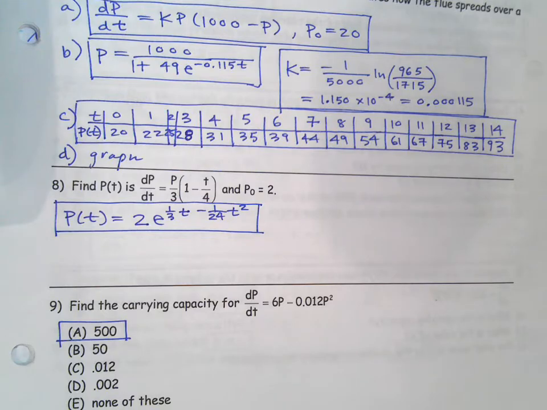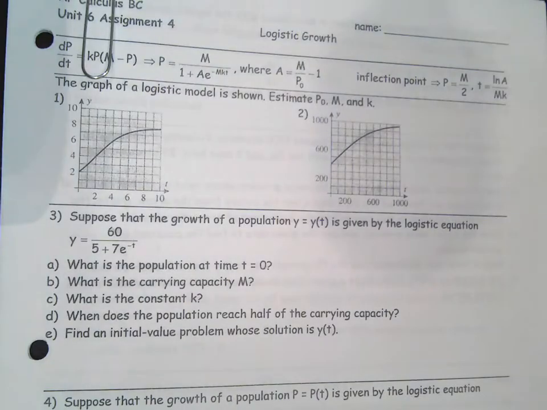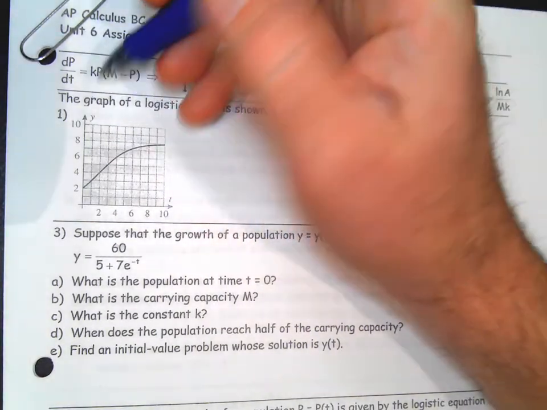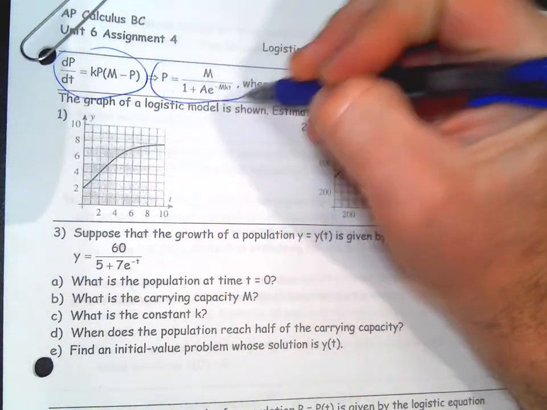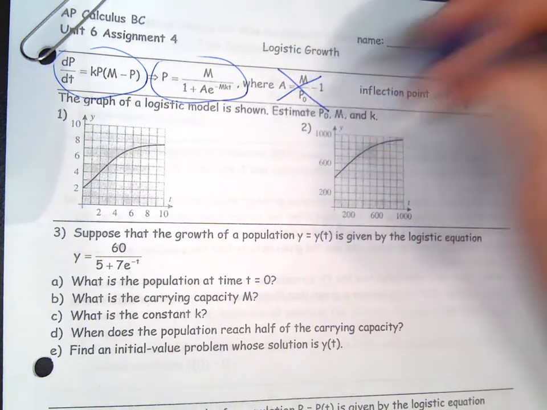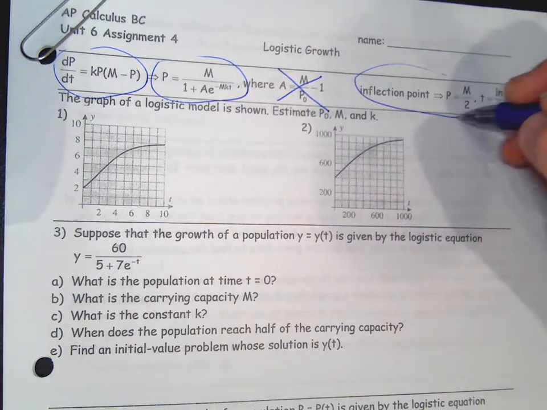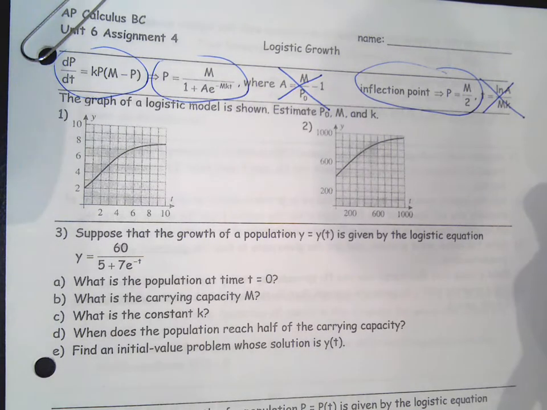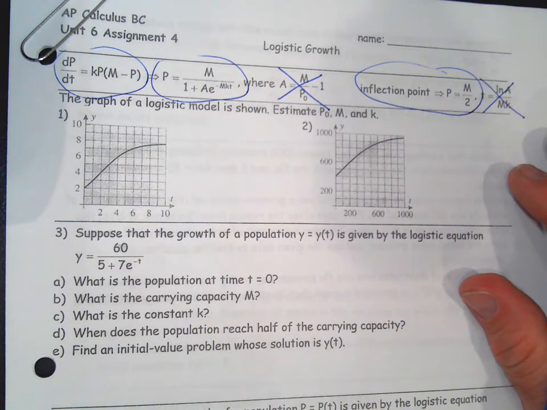All right, let's try these out. Logistic growth. Okay, so again, you do want to memorize this, and you do want to memorize this. You do not want to memorize or use that. You do want to memorize this. You do not want to memorize that. Those three things are sufficient, and I think you have enough to memorize.